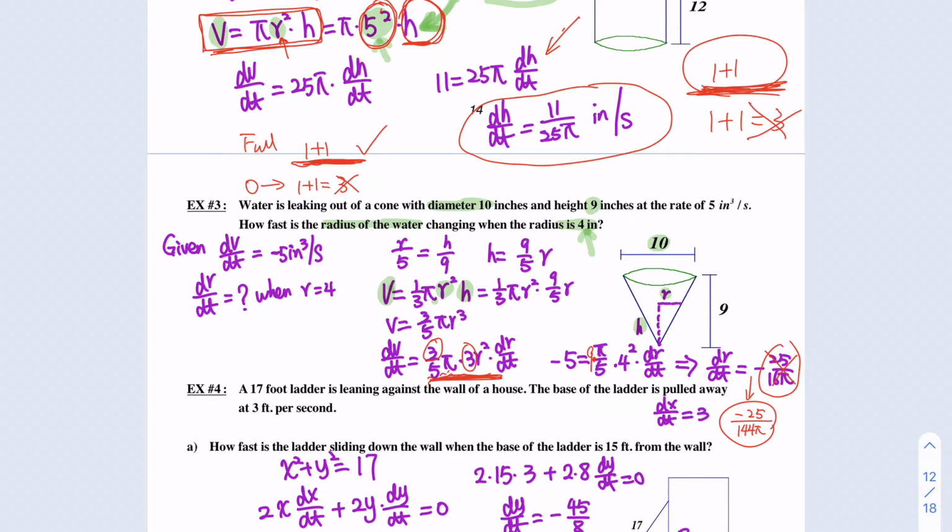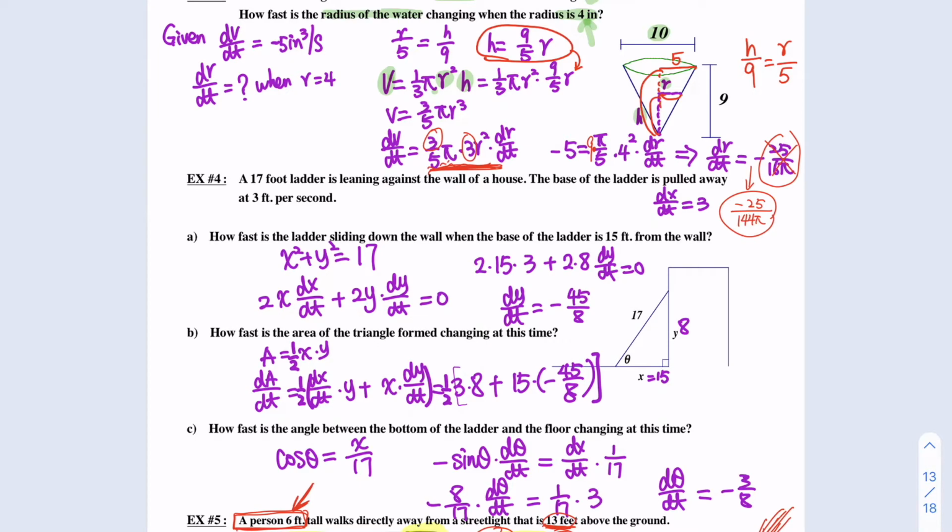Now we are going to use similarity. If you look at this line, it's 9 over h equals 5 over r. This is similarity. That's how we got h equals 9 over 5 r. Now we plug it in and then take the derivative.